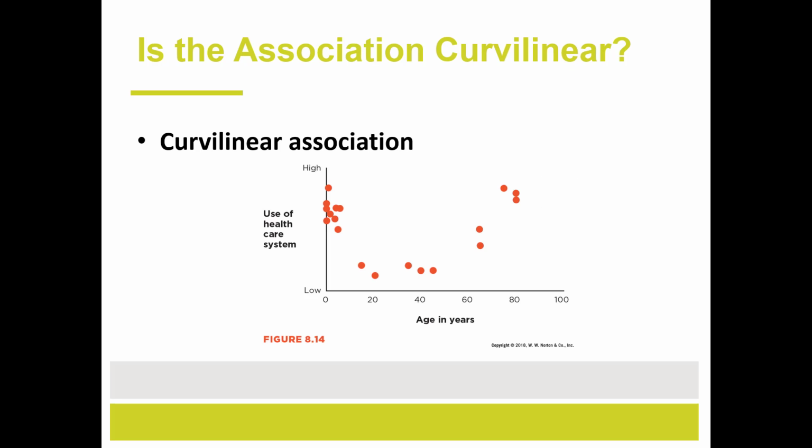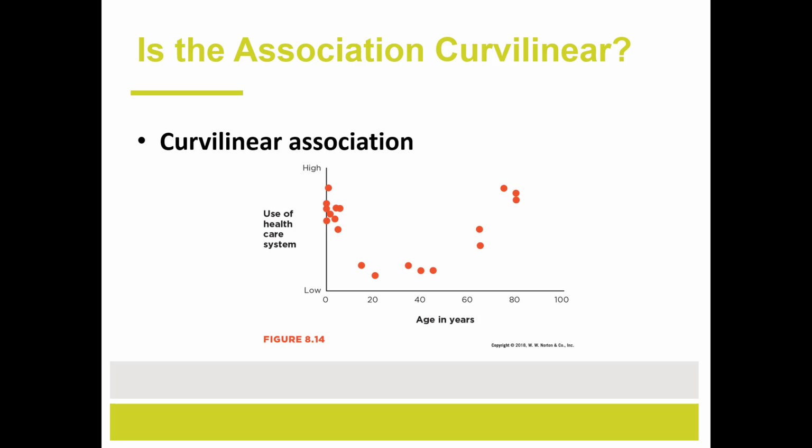We may also want to ask if the relationship between our two variables might be curvilinear. A curvilinear association is one in which the correlation coefficient is 0 or close to 0, and the relationship between two variables isn't a straight line.